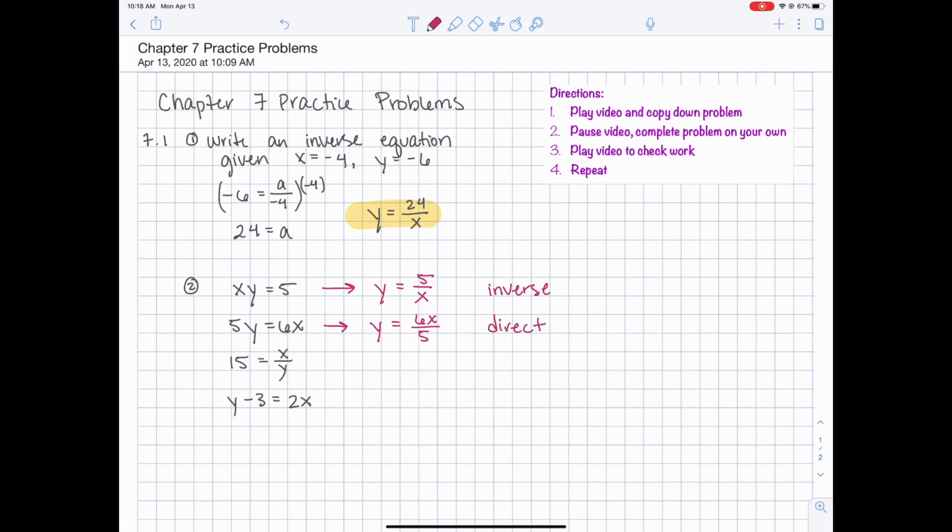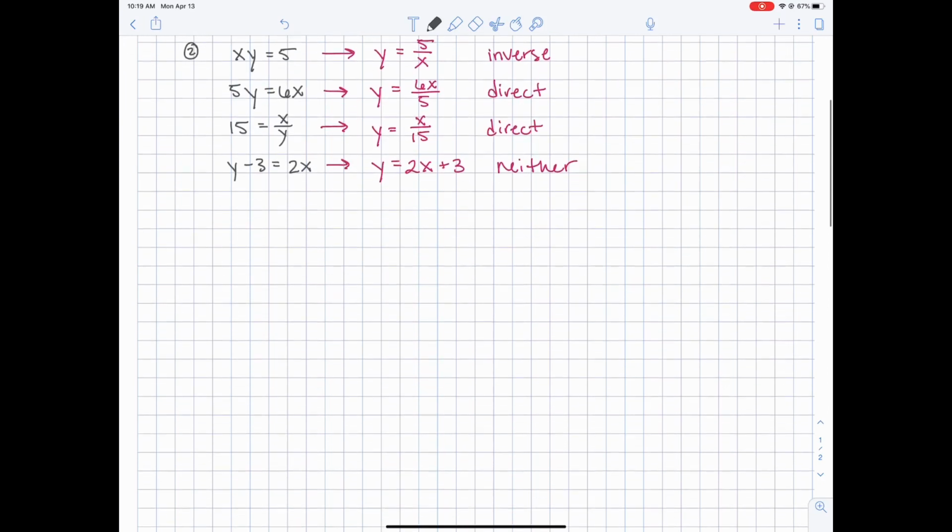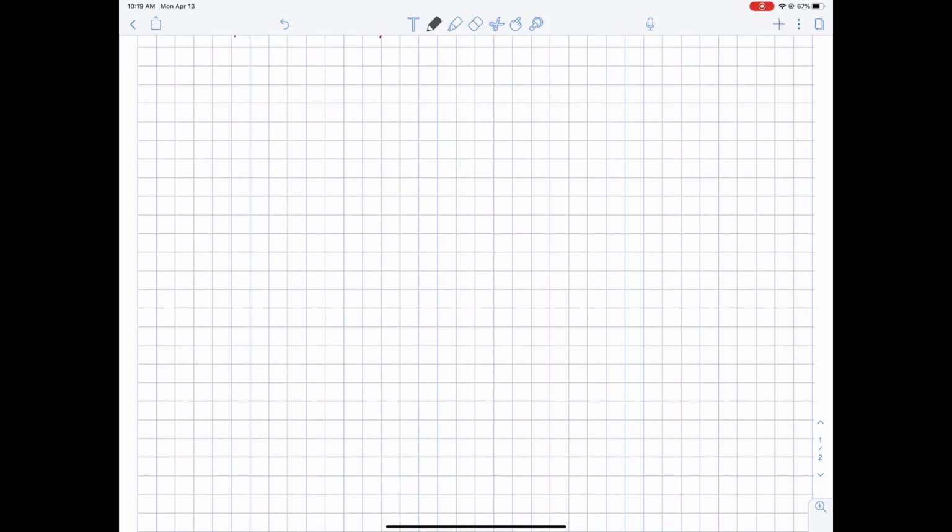This one I actually have to cross multiply a few things. It ends up being y is equal to x over 15, slope of 1 over 15, y-intercept of 0. That's another direct variation. Add 3 to both sides, y is equal to 2x plus 3. That has a y-intercept of 3, so that's neither. All right. Let's go ahead and move on to 7.2. Got a little bit of graphing on this one.